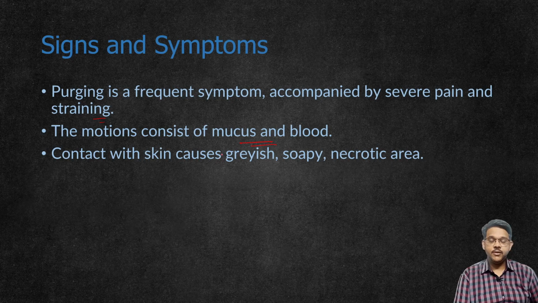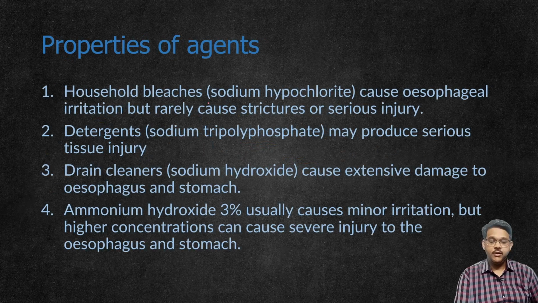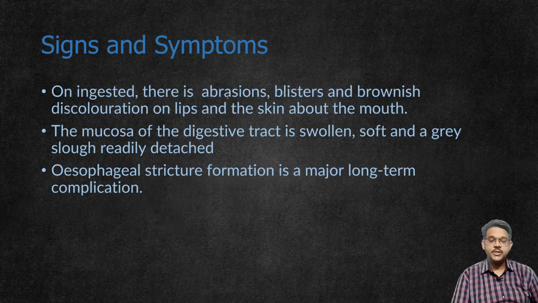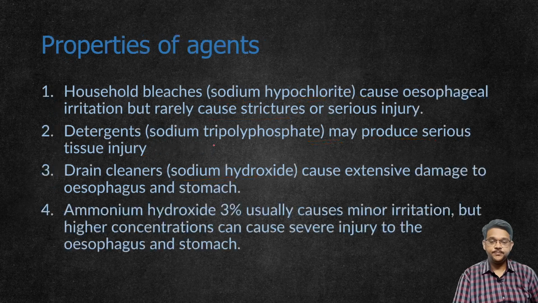On contact, if the alkali falls on the skin, it causes a grayish, soapy, necrotic area. On ingestion, there are abrasions, blister formation, and brownish discoloration on the lips, skin, and around the mouth. The mucosa of the digestive tract is swollen, soft, and covered with a gray slough which can be readily detached. Then there is esophageal stricture formation, which is a long-term complication of alkali consumption.